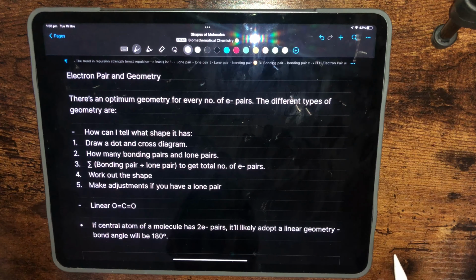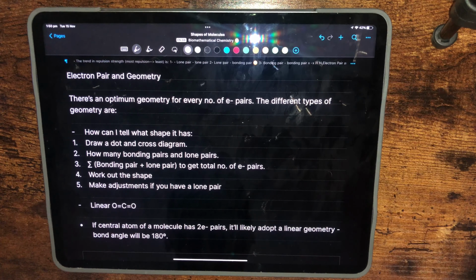They'll ask you a question where they give you a compound and ask what geometry, what shape is this compound. If they give you any example, they'll say what shape is this so-and-so compound. There are a lot of different ways people do it, but this is how I do it at least, and this is how it worked for me. I draw the dot and cross diagram.